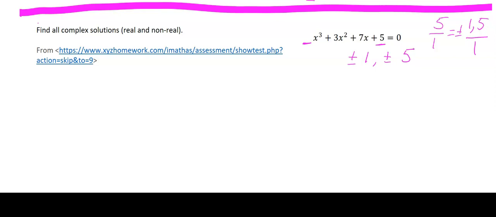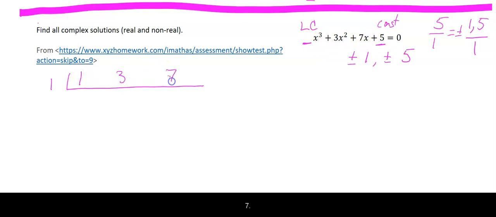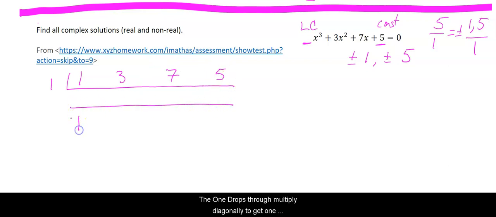Let's start with 1. I usually start with the positives just to make it easier. So again, here we're looking for the leading coefficient and here for the constant. I'm going to start with 1. Put it into synthetic, pulling off the coefficients in descending order: 1, 3, 7, and 5. The 1 drops through, multiply diagonally to get 1, add down to get 4. Multiply diagonally to get 4, add down to get 11.